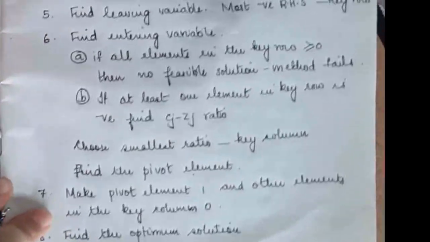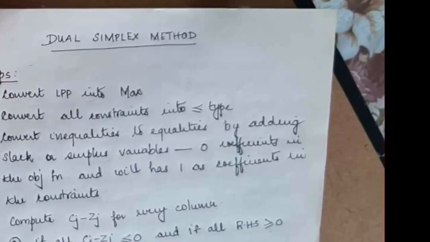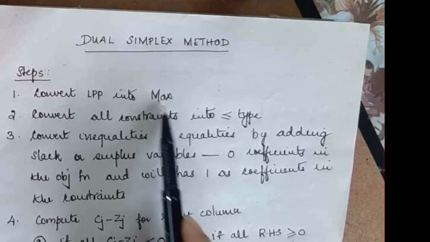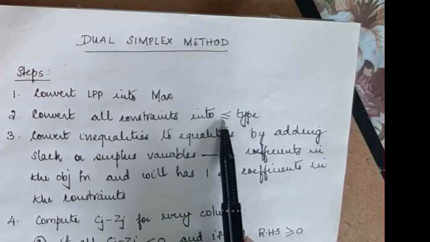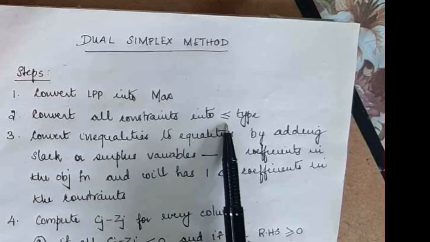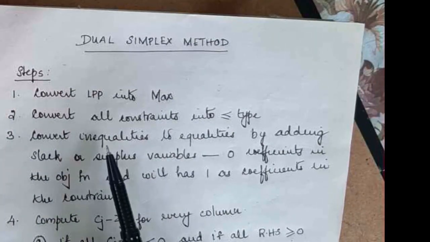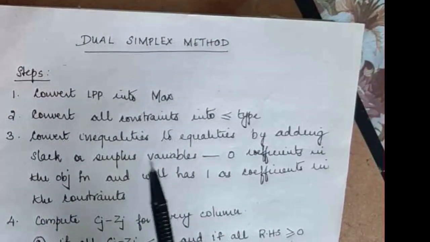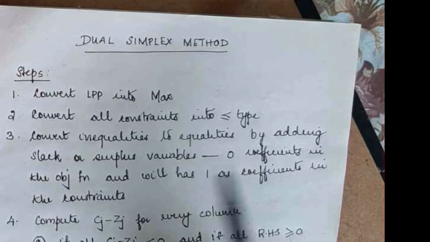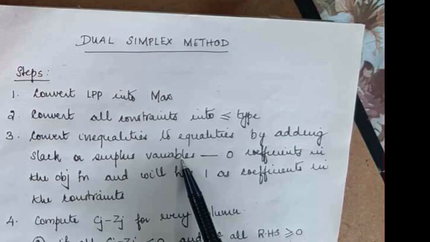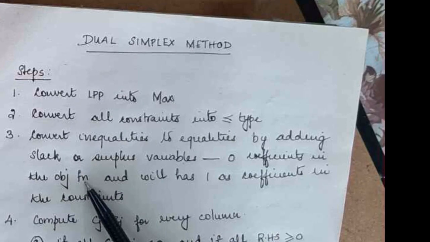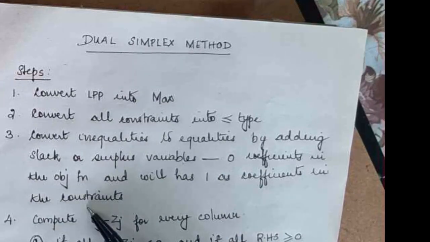I'll just go through again. Dual simplex method. Now the steps: convert the given problem into maximization. Since it is maximization, convert all the constraints to less than or equal to. Okay, if it is not so, you have to convert it to less than or equal to. Now if there are inequalities, you convert them to equal to sign by adding slack or surplus variables. They have 0 coefficients in the objective function, and they will have 1 as coefficient in the constraints.